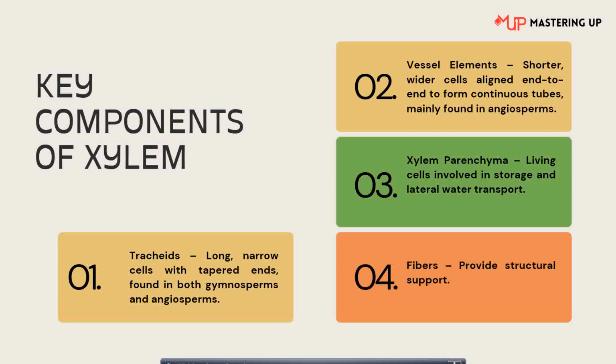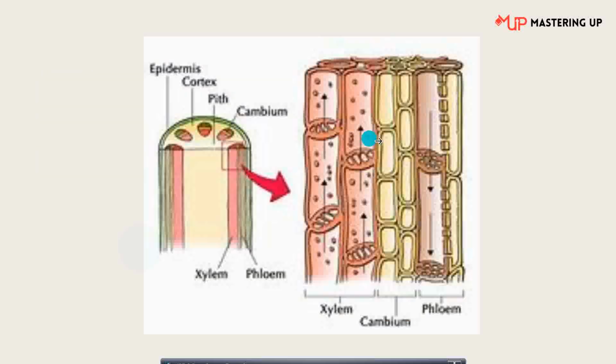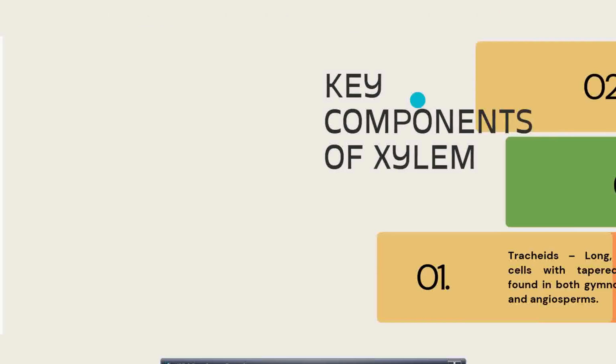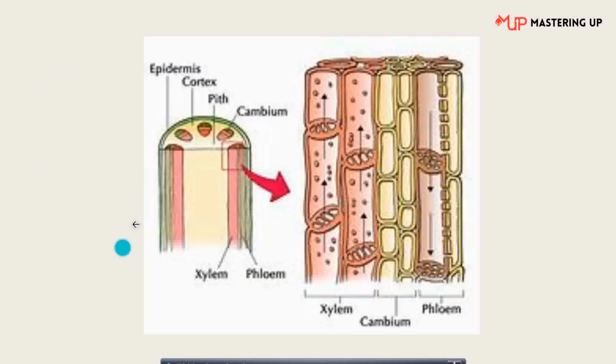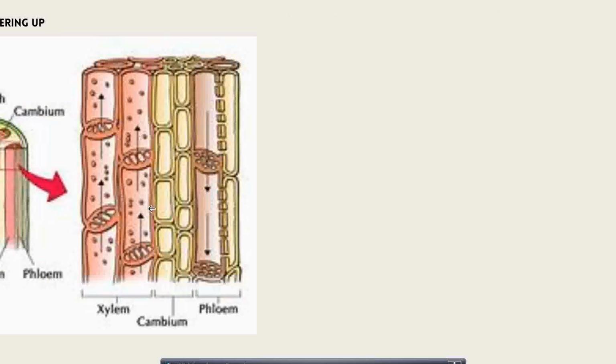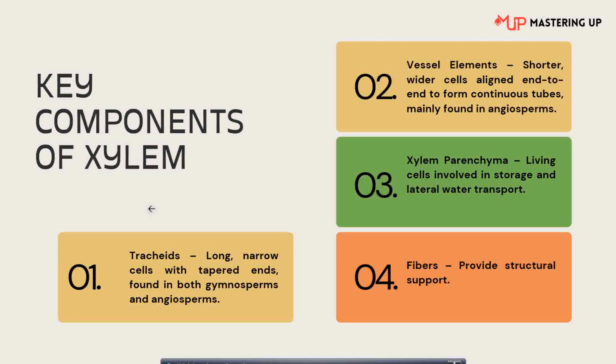Now fibers provide structural support to the xylem. So in this vascular tissue, the tracheids and vessels help in water transport. Parenchyma helps in lateral water transport and also in storage. And fibers help in providing structural support to the plants.